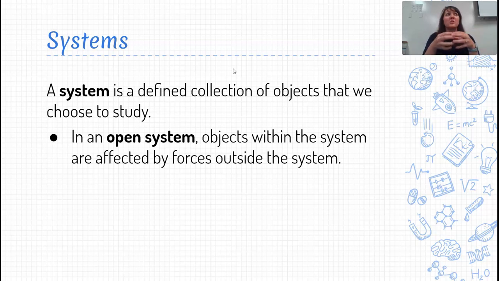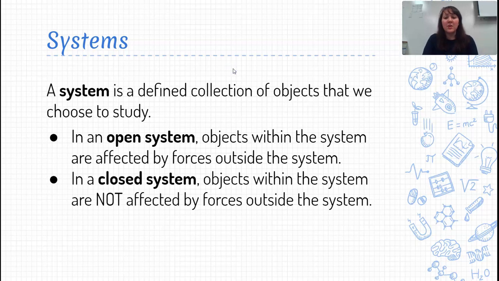Our objects are now subject to the effects and interactions of things outside that defined collection that we're really focusing on. In a closed system, essentially our objects are isolated. They can interact with each other, but there's not going to be any interference from any forces outside that system. It's really just those two objects operating together, without the influence of anything else outside.